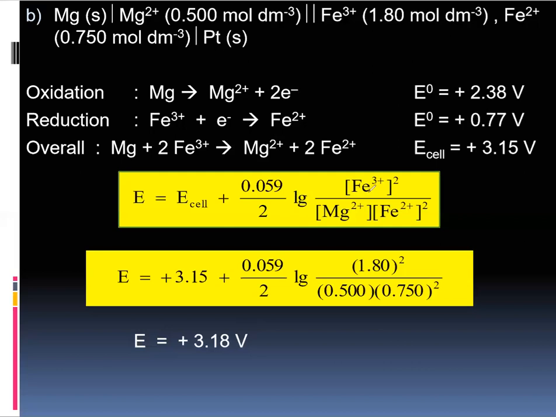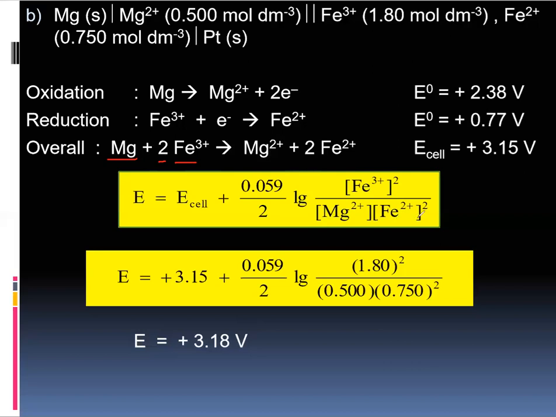Now let's move to the reactant side. Magnesium here is a solid, so it's not going to participate. I'm just going to have the concentration of Fe³⁺ raised to the power of 2. Then all over the concentration of the products. On the product side, both of them are ions, so they will both participate. There's no solid on this end.